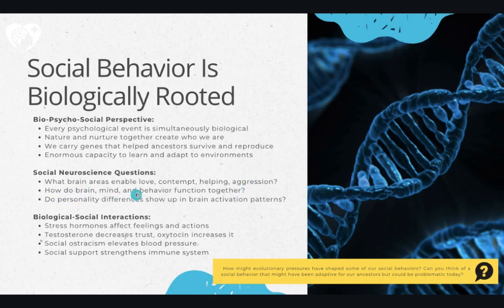And these are the fascinating questions that social neuroscience asks. Example, what brain areas enable love, contempt, helping, aggression? How do brain, mind, and behavior function together? And do personality differences show up in brain activation patterns? But again, this isn't simple biological reductionism.